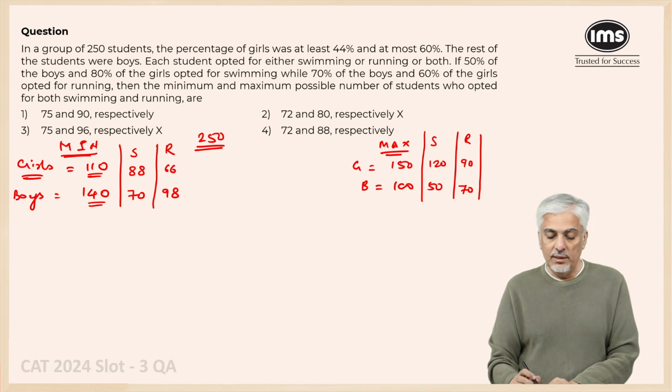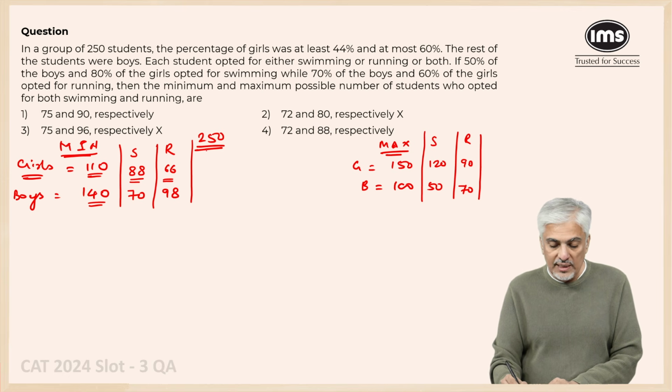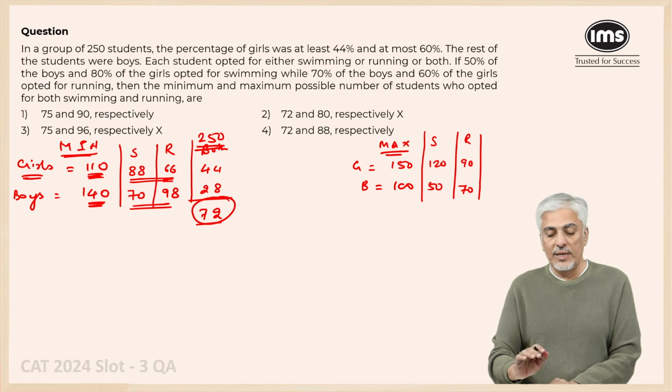Now, let's first come over here. What do we get over here? Now, girls, there are only 110 girls. This is 88 girls and this is 66 girls, which is already 154 girls. 88 plus 66, 80 plus 60 is 140, 140 plus 14, 154. So, which means the number of girls who do both running and swimming will be 154 minus 110, which is 44. Same for boys, this is 168 and boys were only 140, so 28. So 72 students do both the activities in this case when girls were minimum.